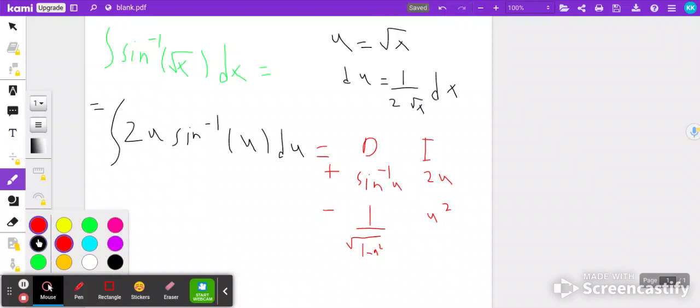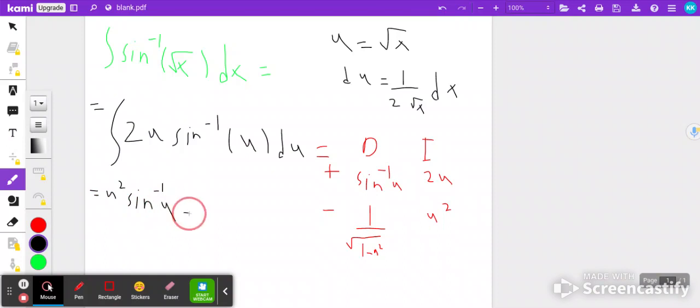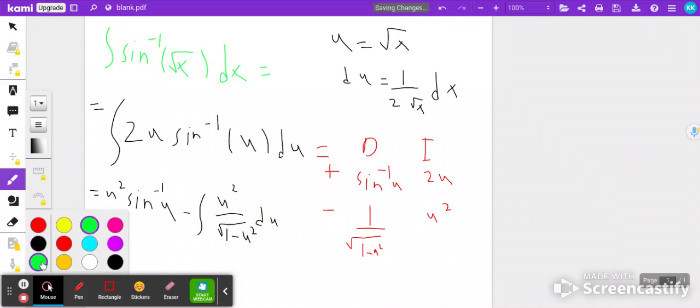So what our answer becomes is u squared times inverse sine of u, and then minus this integral, the integral of u squared over the square root of 1 minus u squared du. So we see that this integral can't be done with u substitution, because if we let u be equal to what's inside here, this becomes negative 2u, which doesn't really make sense. But we can use trig substitution.